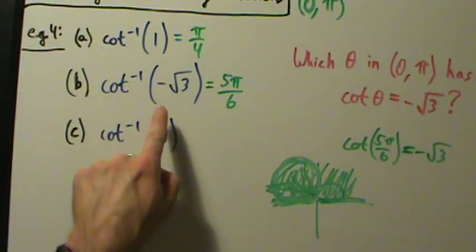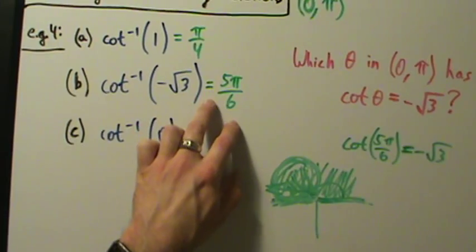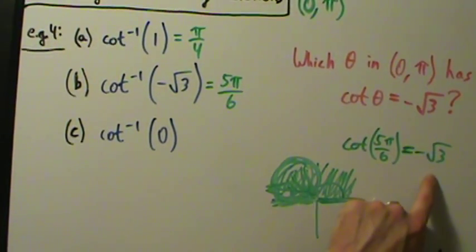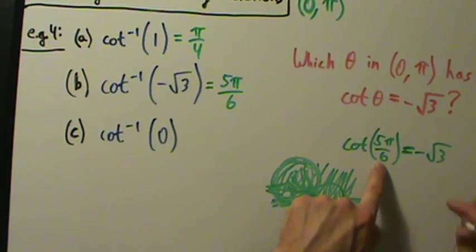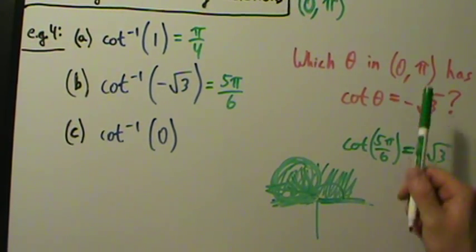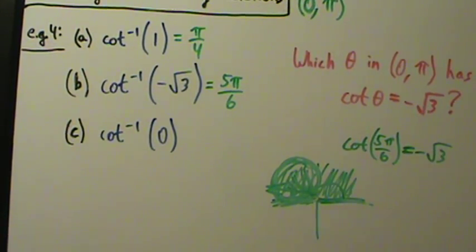Okay, so inverse cotangent of negative root 3 is 5 pi over 6 because the cotangent of 5 pi over 6 is negative root 3 and 5 pi over 6 is inside of this interval. And again, there are infinitely many numbers whose cotangent is negative root 3, but the only one in this interval is 5 pi over 6.